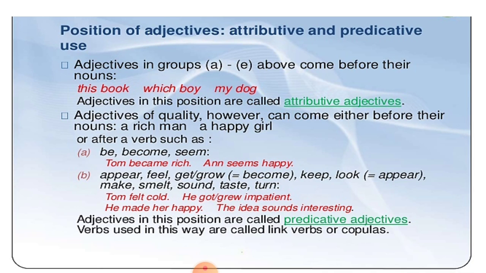So the adjectives which are used after the verb or the linking verb, and are part of the predicate, are known as predicative adjectives. Adjectives in this position are called predicative adjectives, and verbs which are used in this way are called linking verbs or copulars, which we have discussed in detail in our first semester.